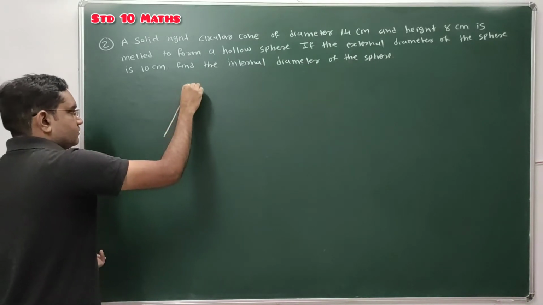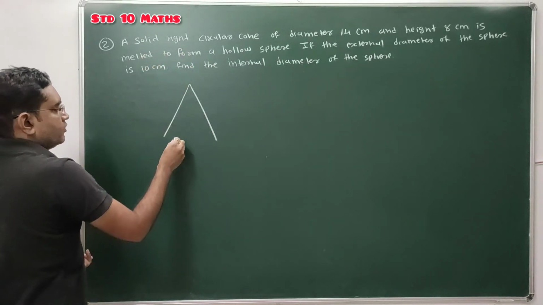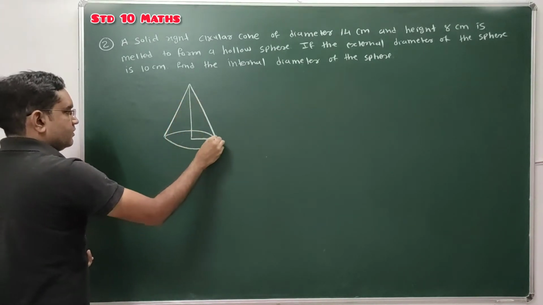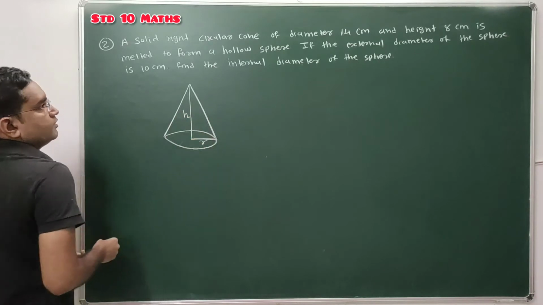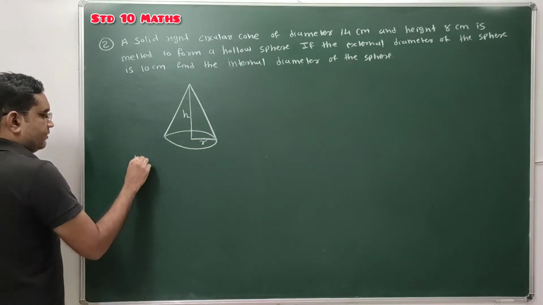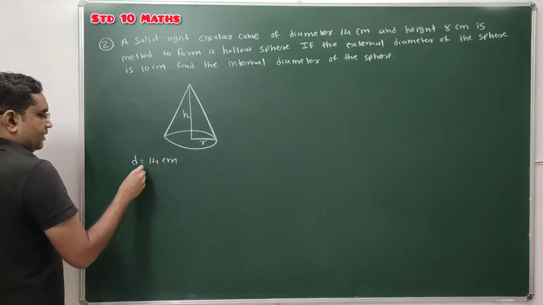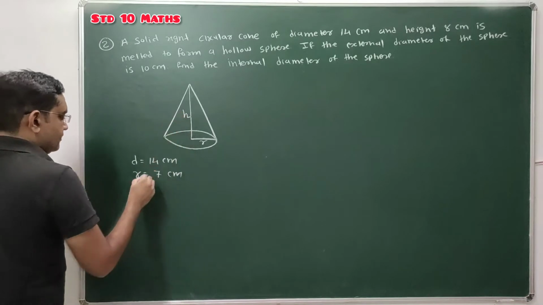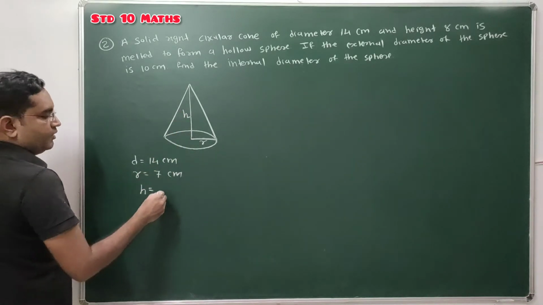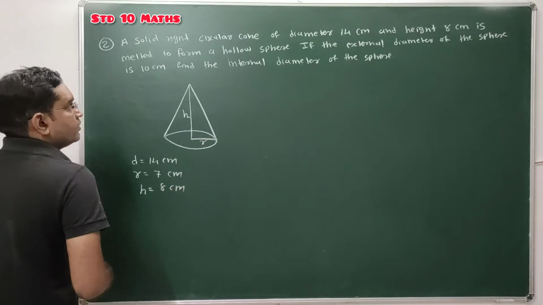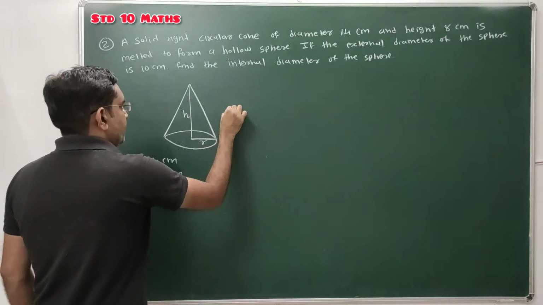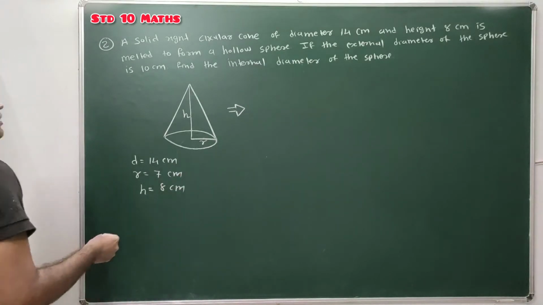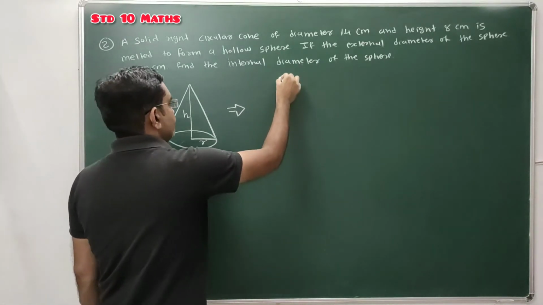A solid right circular cone of diameter. So solid cone is given here, height and radius. Diameter is given, diameter is 14 centimeter, and therefore we can write radius r equal to 7 centimeter, and height h of this solid cone is 8 centimeter. This right circular cone is melted and converted into another solid. It is melted to form hollow sphere.